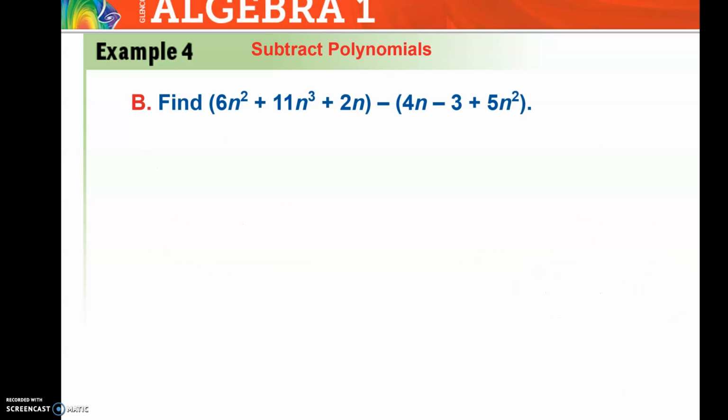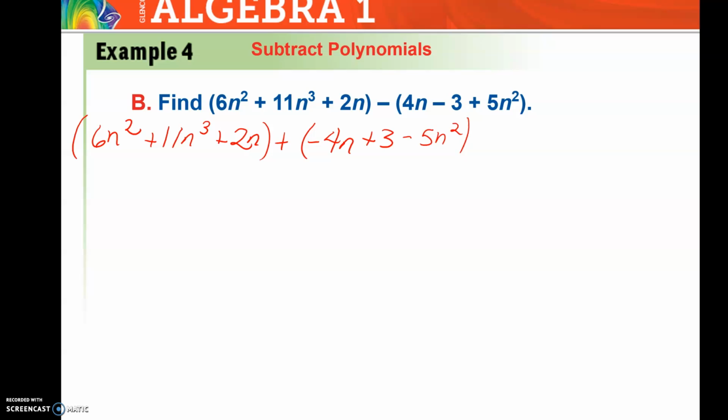So let's look at this one. I have subtraction, so I need to change that to adding the opposite of everything after that subtraction sign. So everything in this parentheses, I am going to change this to addition and change all of these signs. Negative 4n, positive 3, negative 5n squared.